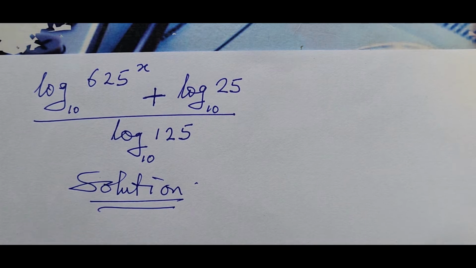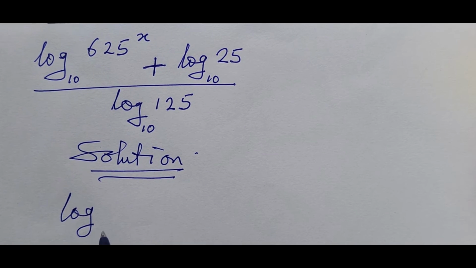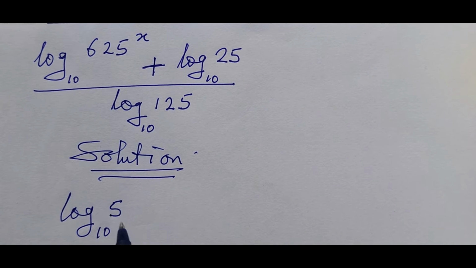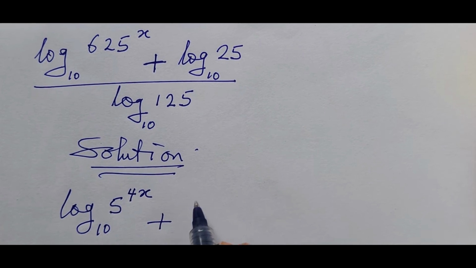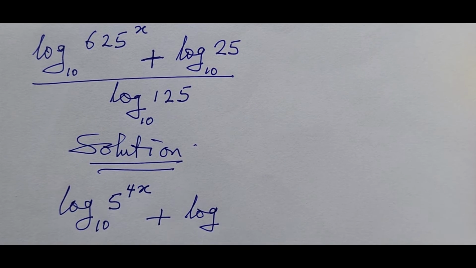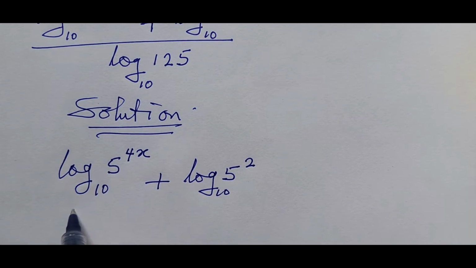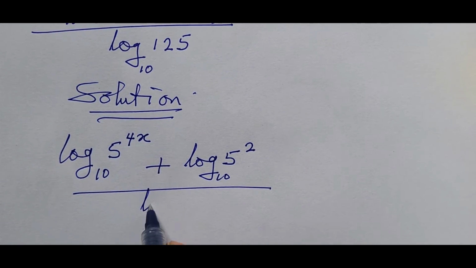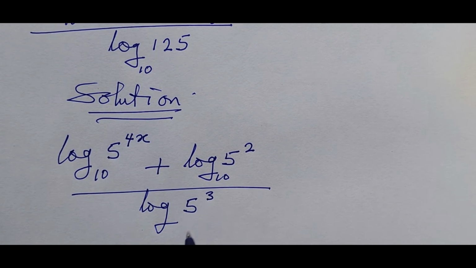And so we are going to have our log base 10. Then we have 5 to the power of 4, which gives us 625, then everything times our existing x. Then we have plus log 25, which can be expressed as 5 to the power of 2, base 10. Then we come to the denominator, we have log 125, which can be expressed as 5 to the power of 3, base 10.